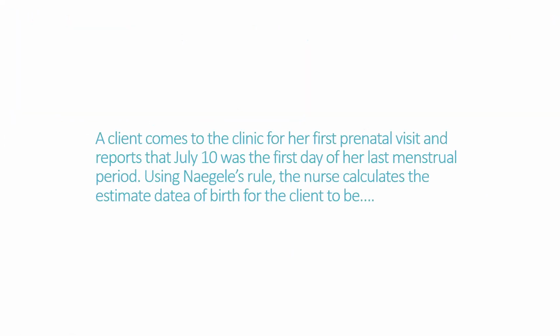All right, let's do an example. A client comes to the clinic and she reports that July 10th was the first day of her last menstrual period. Using Nagel's rule, what would the estimated date of birth be? So it's important to remember.